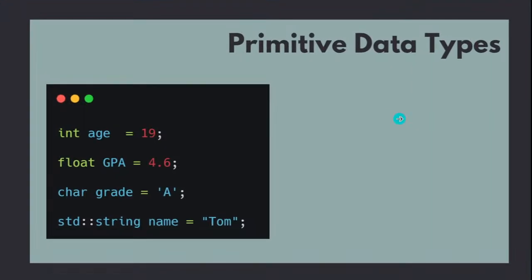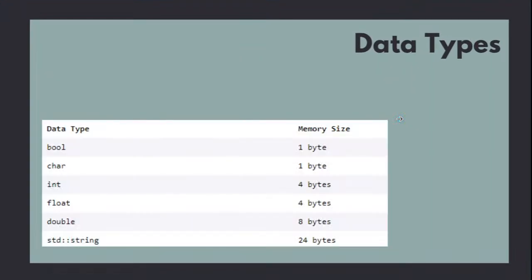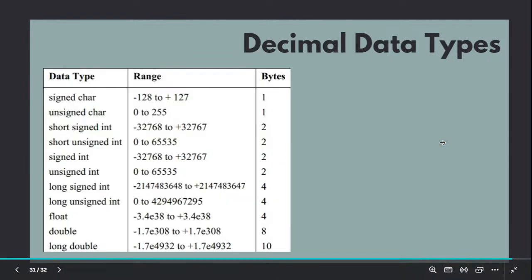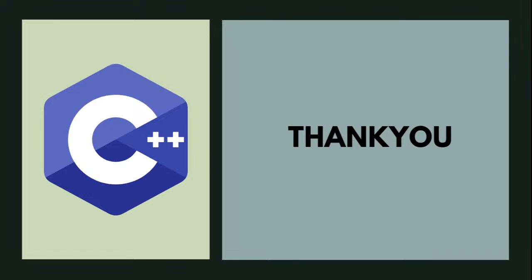There are a lot more like boolean, character, integer, float, double, string. Apart from that, you have signed and unsigned modifiers, and a lot more. They have a range, they have a size. A lot more details are there. We'll be seeing that in the next session. So thank you for joining on day 2.